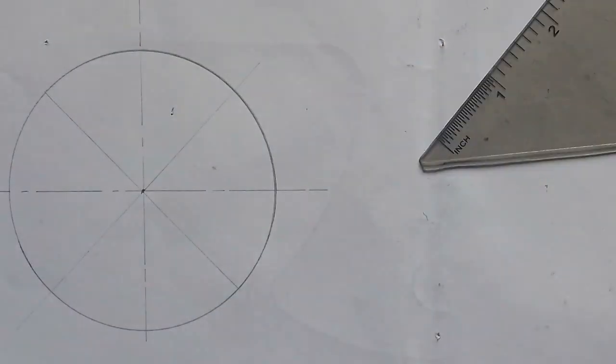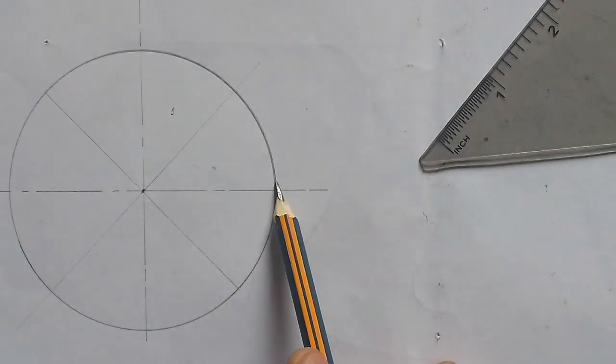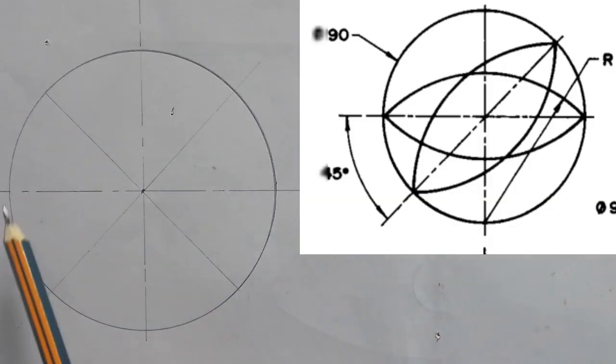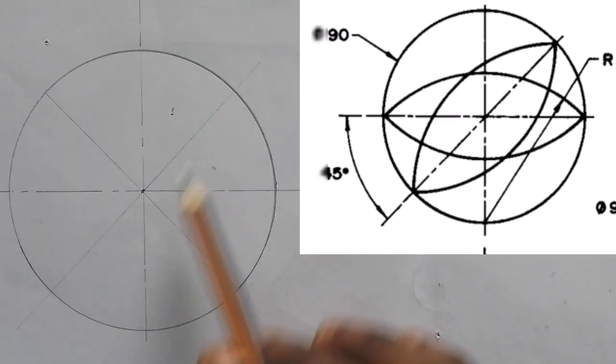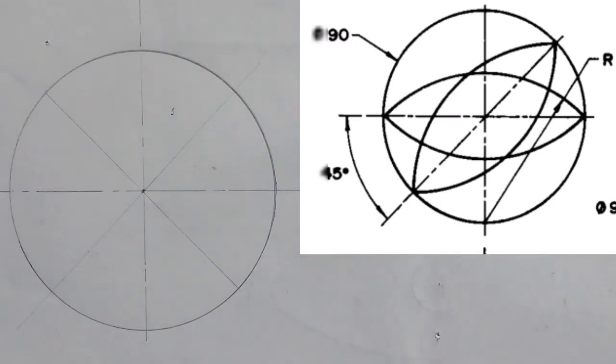So it simply means from here to here has an angle of what? 45. From here to here, 45. Likewise, here to here, 45. So each angle is what? 45.